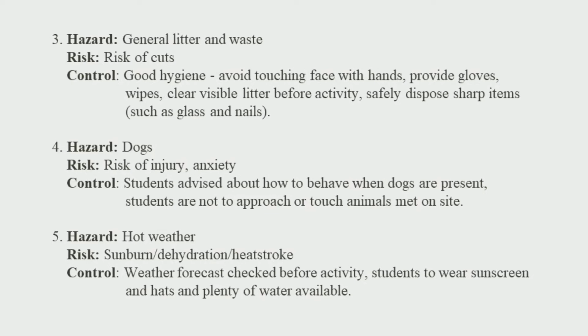Hazard: dogs. Risk of injury and anxiety. Control: students advised about how to behave when dogs are present, and students are not to approach or touch animals met on site. Last hazard: hot weather. Risk: sunburn, dehydration and heat stroke. Control: weather forecast checked before the activity. Students to wear sunscreen and hats, and plenty of water is available.